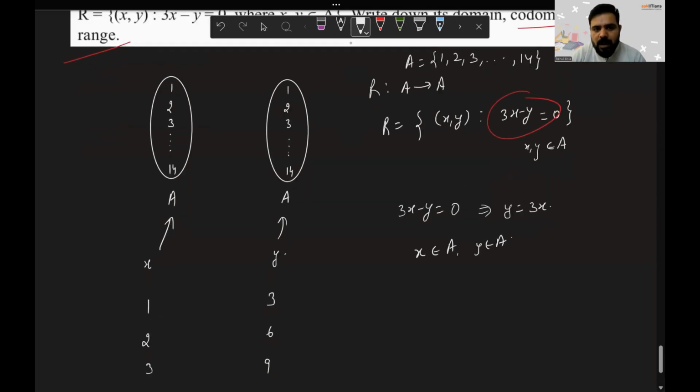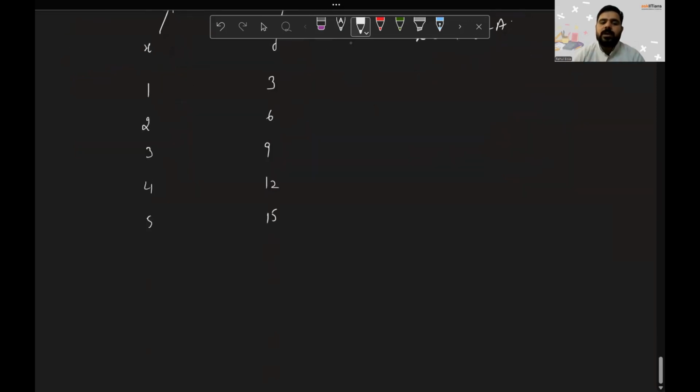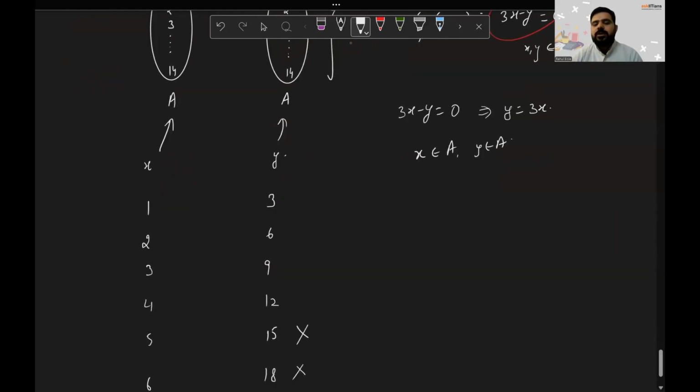Is 15 a part of your codomain? No, 15 is not a part of your codomain. So this will not be taken. Similarly, 6 comma 18 will not be taken. So what all elements are going to be there? You will be having 1 comma 3. This will belong to the relation R. 2 comma 6 will belong to the relation R.